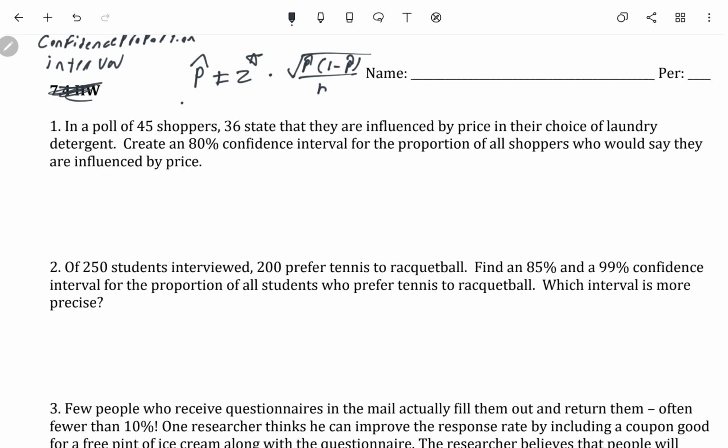So our p hat is the proportion of the sample size. Basically, what we're going to do is put 36 over 45, which equals 0.8. And we're going to put that plus our z score, right? But we don't know our z score right now to fill in our formula. So what we're going to do is find our z score.